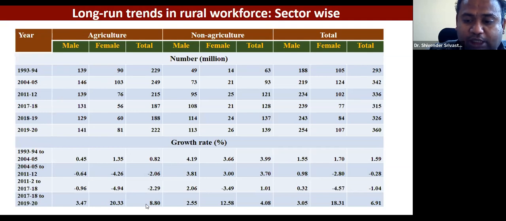Then coming to the last, the recent period after 2017 to 19, you can see that there is a drastic increase in the growth rate of the agriculture workforce, and the data shows it's more than 8% between these 2 years, from 188 to 222. So this is a very significant increase in the agriculture workforce, and this increase is almost double as compared to the increase in the non-agriculture sectors.